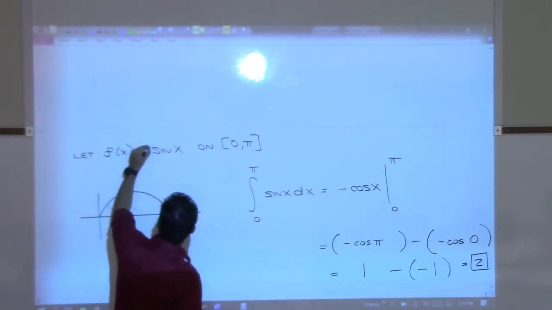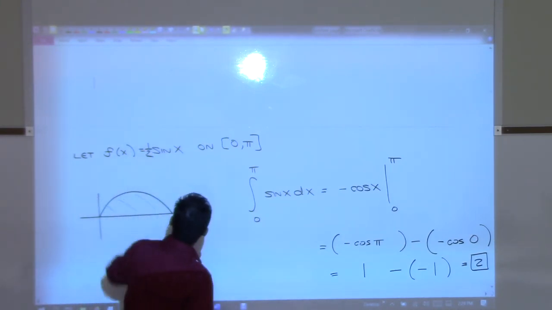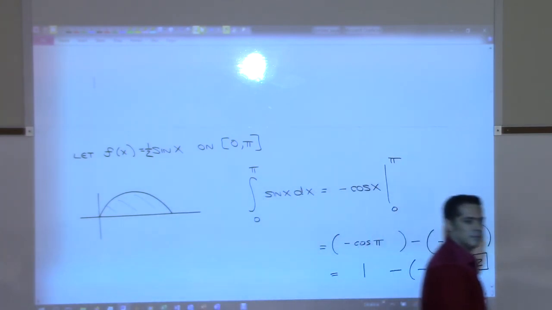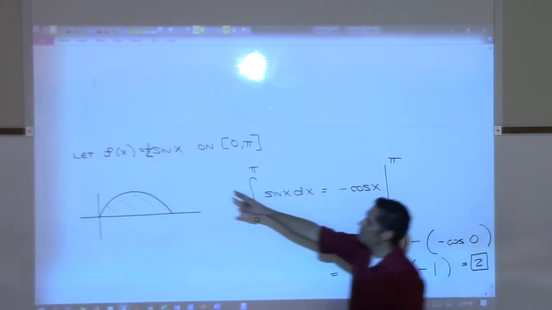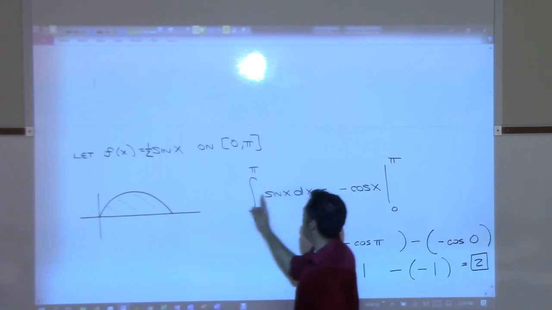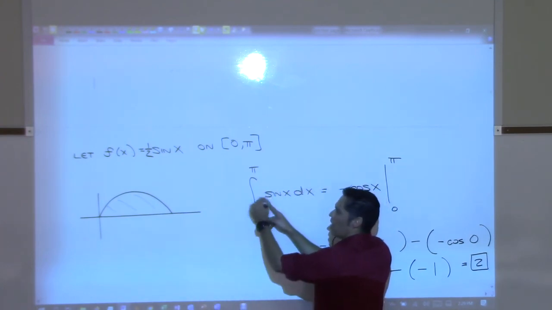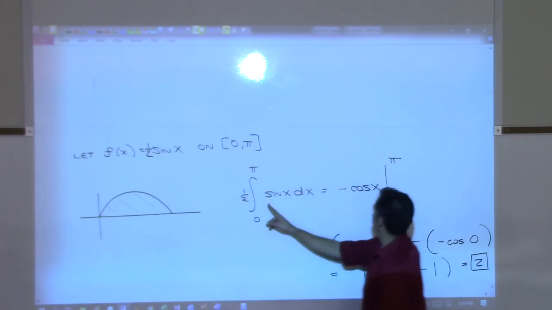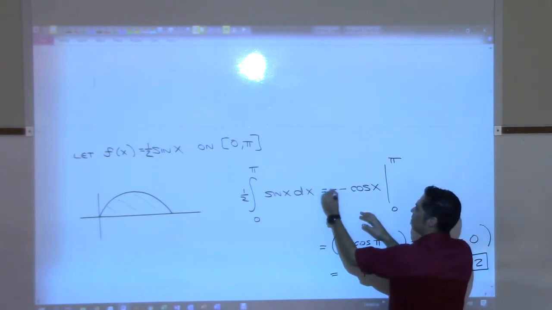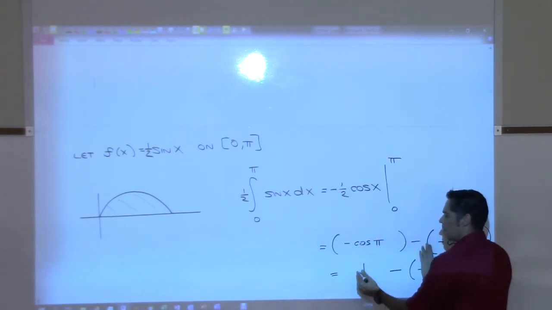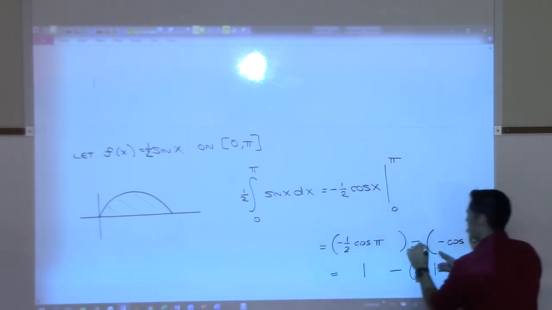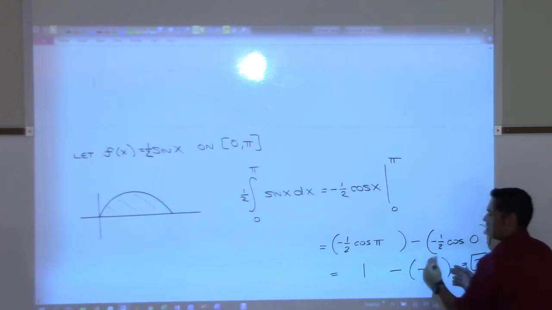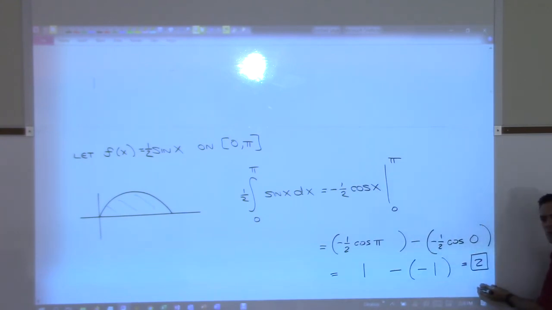So how about this? What would be the area under this function, 1/2 sine x? If I just change that to 1/2, what would happen here? The constant in front would come out. What would happen over here? It would just come out. And here? It would just come out, right? So what would our answer be? It would just be half of this, wouldn't it? So it would be 1.